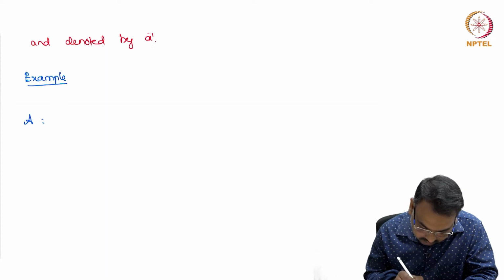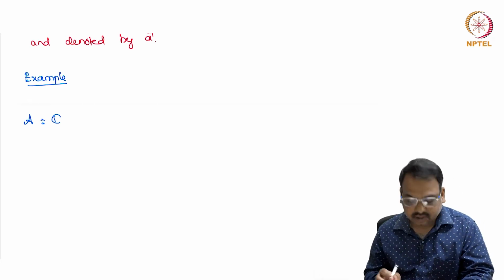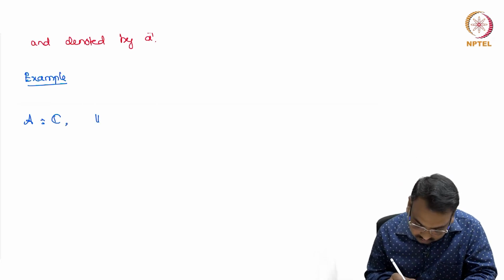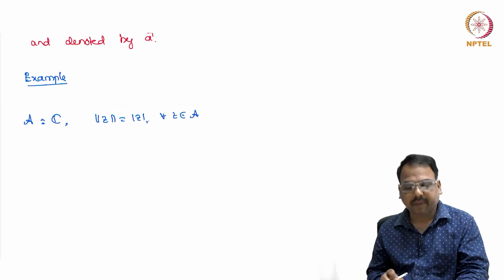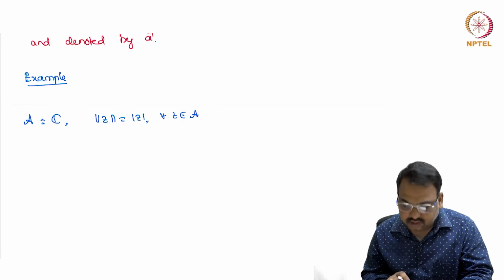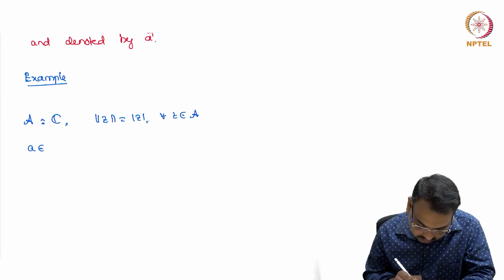If I take A to be C, this is a vector space with the usual operations, and norm. We define the norm of Z as mod Z for all Z in A. So this is a Banach algebra. Now we know that every non-zero element here is invertible. So if A is in A, not equal to 0, then A is invertible.